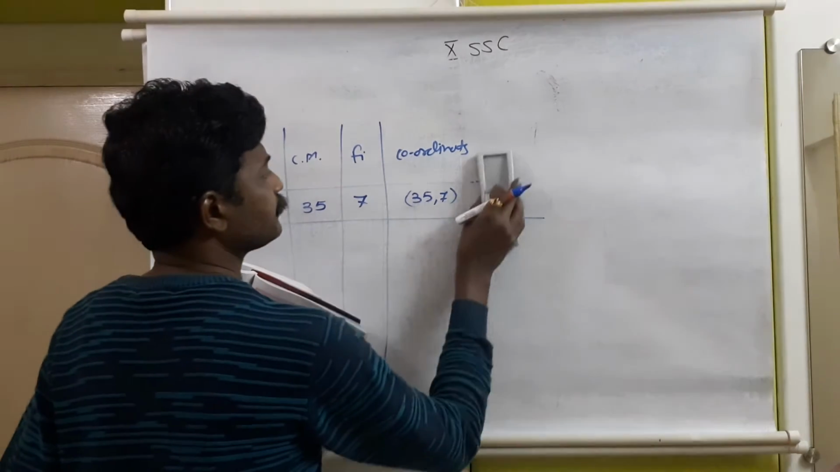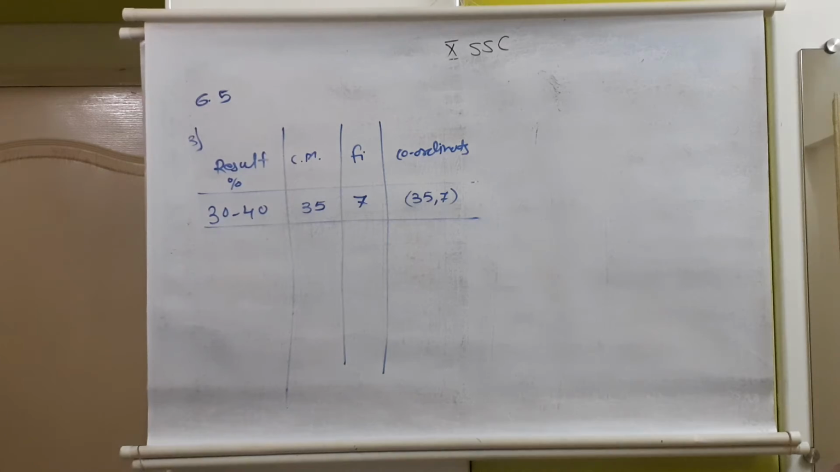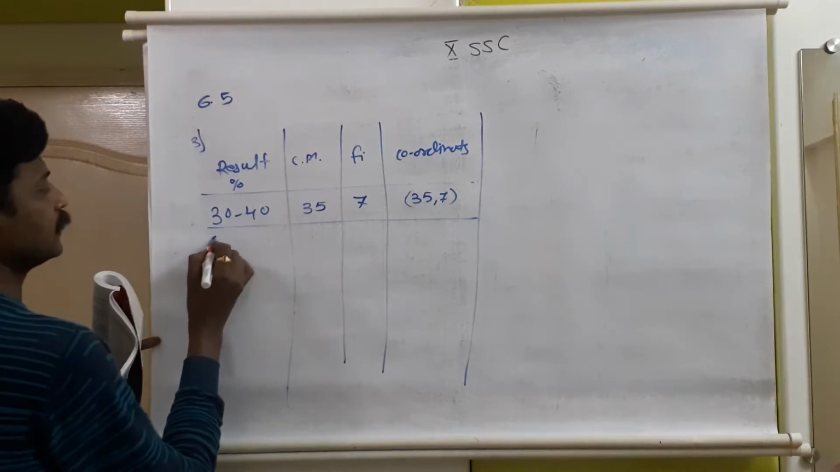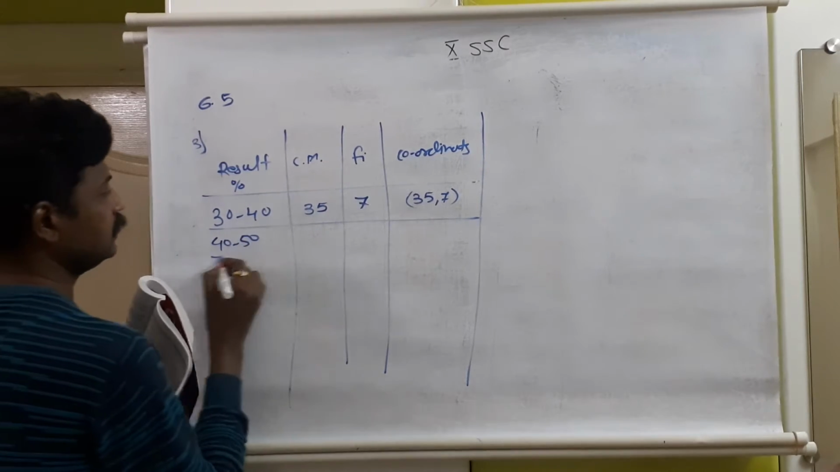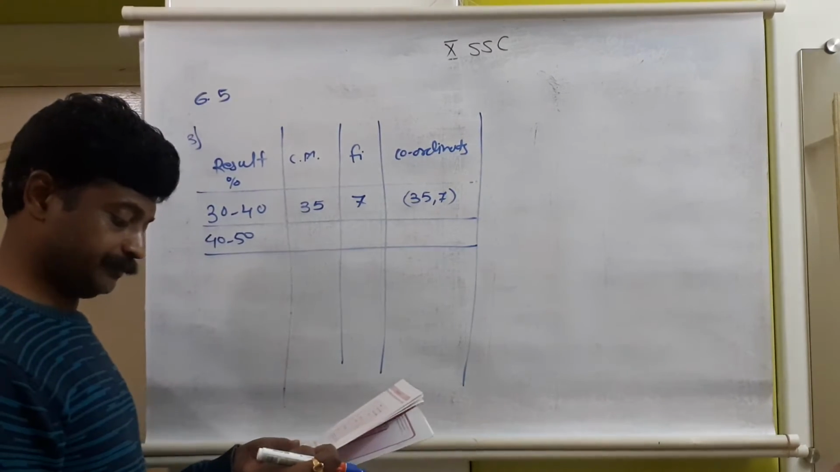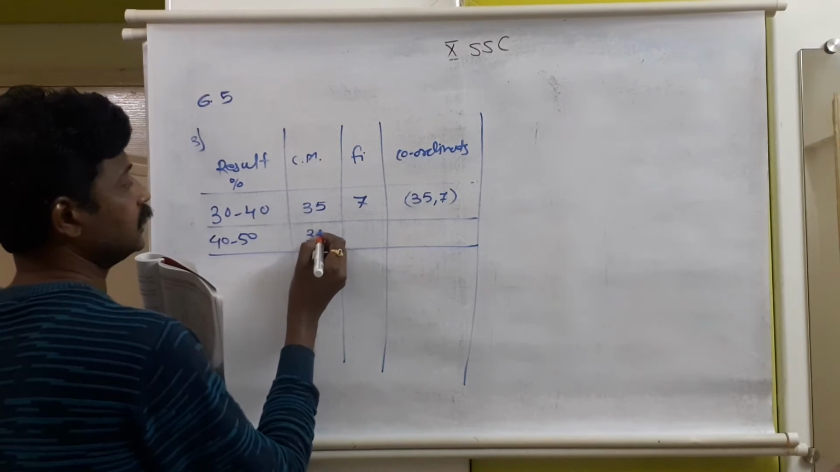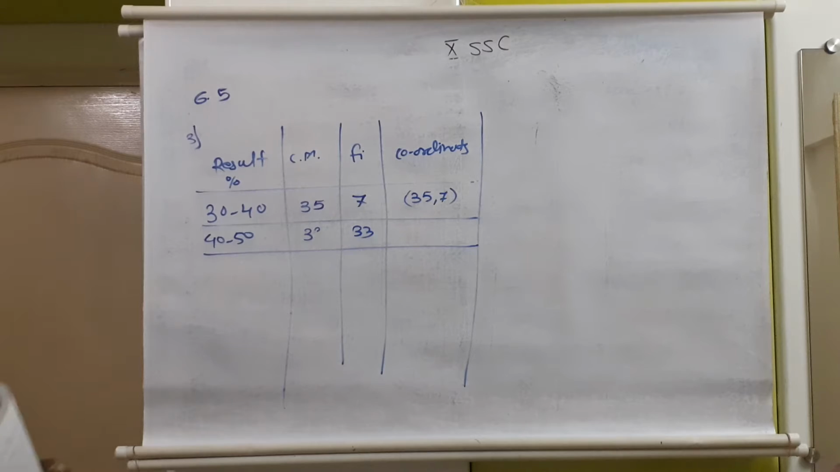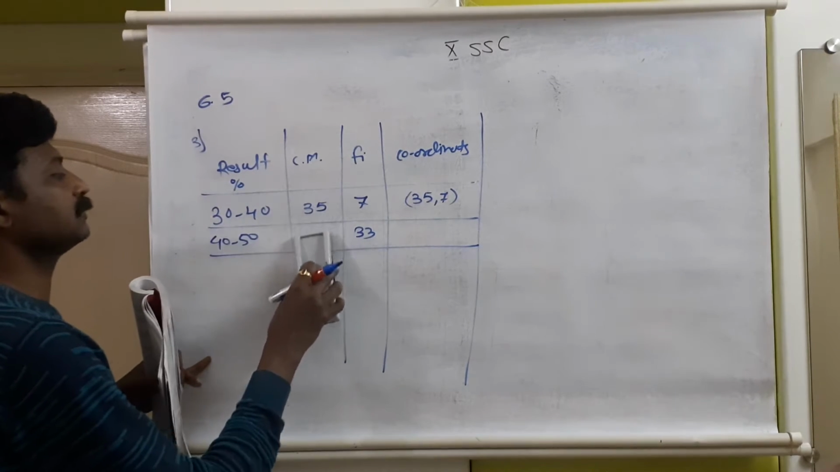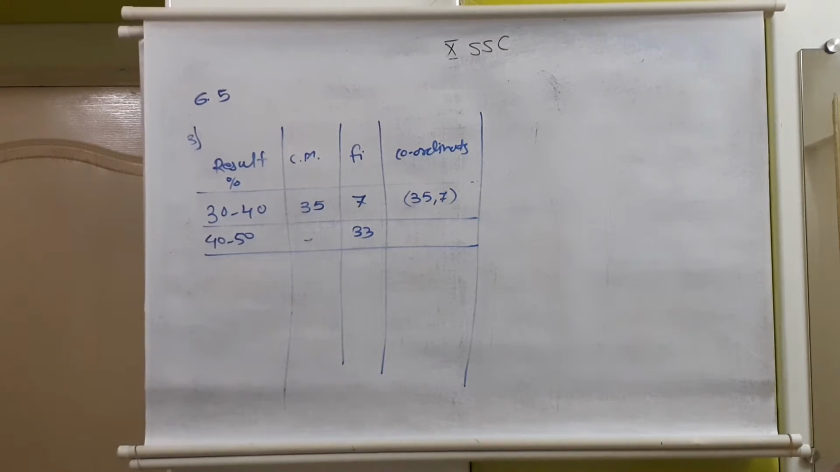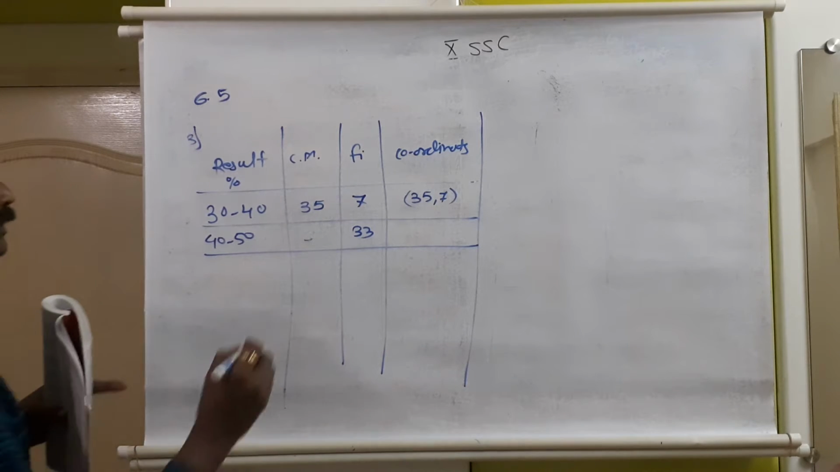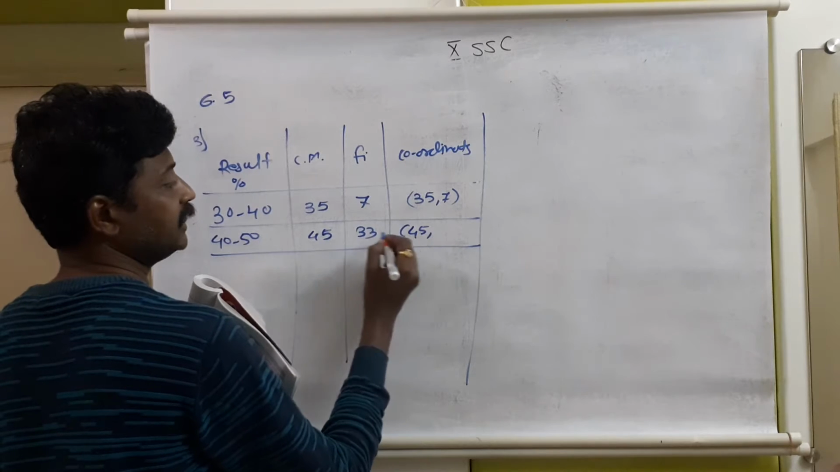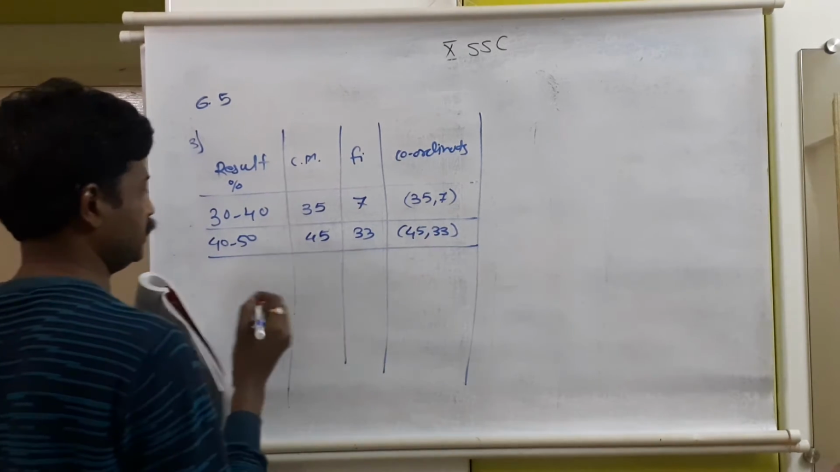Now for the next class: the first class is 30 to 40, the next class is 40 to 50. For 40 to 50, the frequency given is 33. Frequency is 33, not class mark. So if 40 to 50 is the class, what will be the class mark? 40 plus 50 total is 90. If we divide it by 2, it will be 45. So 45 is the class mark. Coordinates will be 45 as x coordinate, 33 as y coordinate.